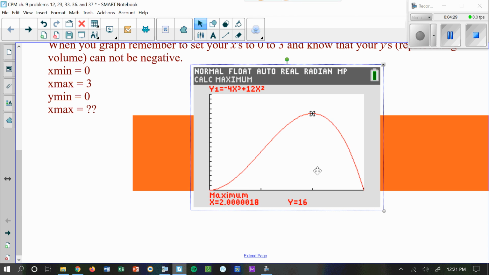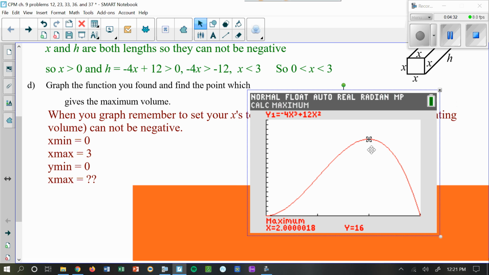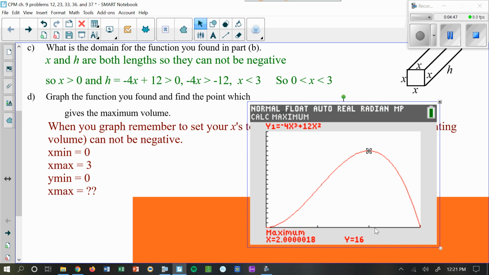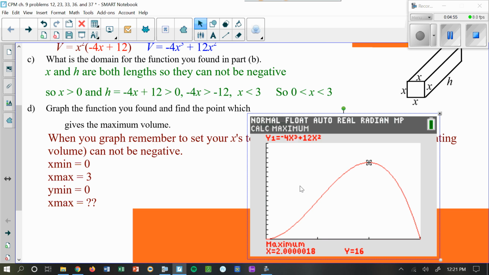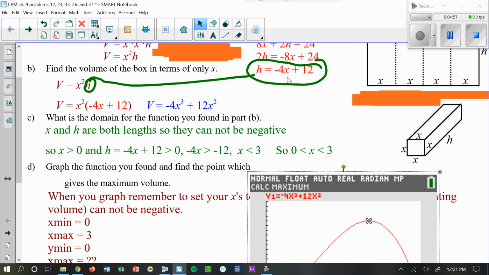So as we look at this, we want to find the point that gives us the maximum. That would be when x is 2, our y, which is representing our volume in our problem, is 16. So if you were looking for not only the point, you might also be looking for the dimensions. Well, if x is 2, you could work backwards up here and find h, and then you would have the size of your box that would give you the maximum volume.